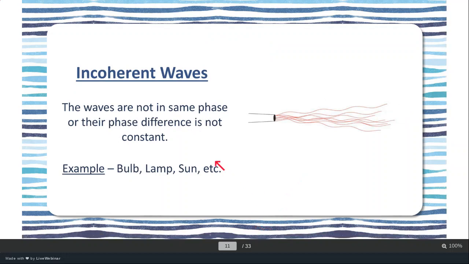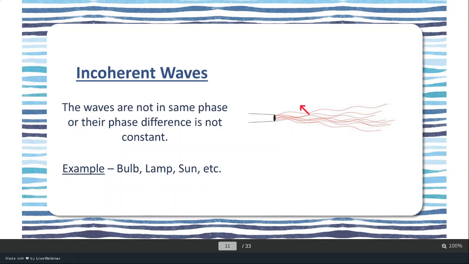The second type of waves are incoherent waves. These are the type of waves that are not in the same phase or their phase difference is not constant. We have, for example, bulb, lamp, sun, etc. As you can see here, let's see this topmost wave. This wave is following a given pattern. It is going in a given direction in a different pattern. And if we see the wave beneath it, this wave follows another different kind of pattern, and it is going in another direction. And the same can be said for the other waves.